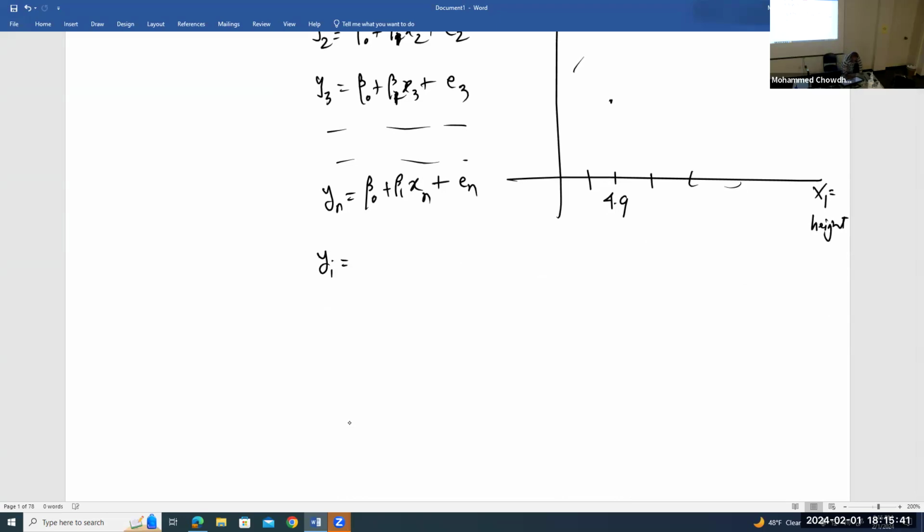yi equal to beta 0 plus beta 1 xi plus ei. He said the purpose is to minimize the error. This is my error term. Everyone is okay with that? This is the error term, right? So I can take the square of the error term, right? I take the square of the error term, then I make the sum of the squares.